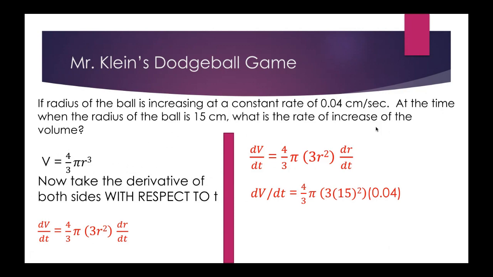There's your 4/3 times pi. 3r squared now becomes 3 times 15 squared, and dr dt is 0.04. Slap it all together, and you've got your dv dt equaling 36 pi centimeters cubed per second. Remember, volumes are in terms of centimeters cubed, and because it's a rate, it's centimeters cubed per second. And for that, we're getting a whopping 3 marks.